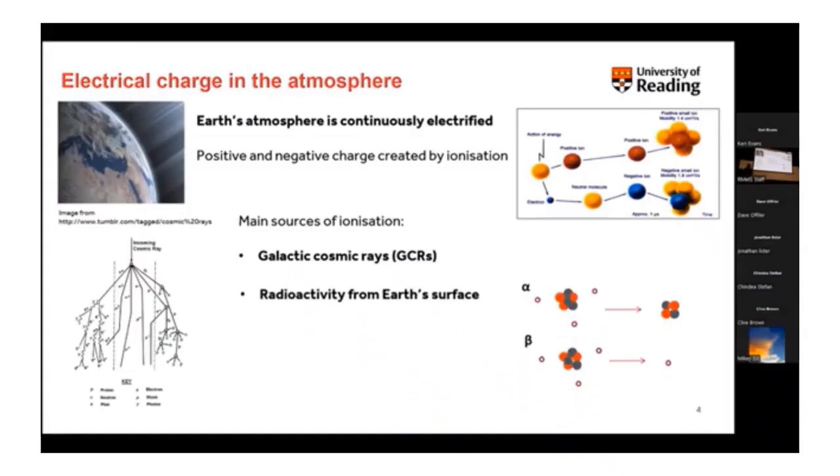The other source of ionization is radioactivity at the Earth's surface. So this is mostly from gamma radiation from the soil. And this emits ions which can be transported upwards, but they're typically trapped in the boundary layer. So they're stuck in the lowest kilometer of the atmosphere. So this charge is being generated all the time.